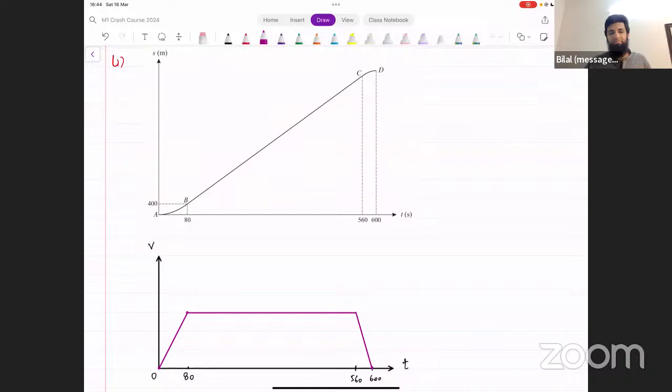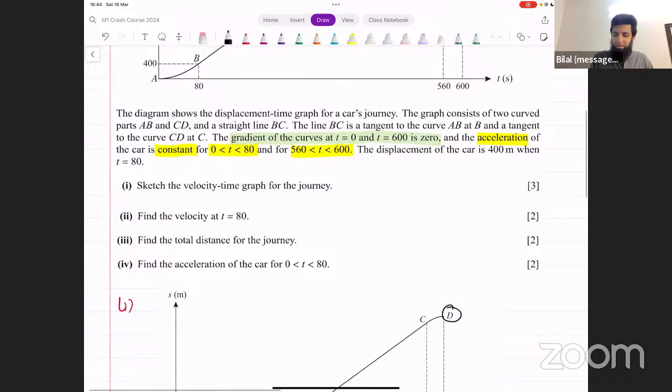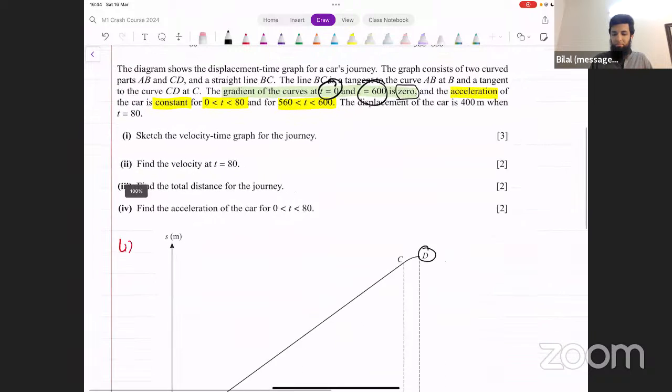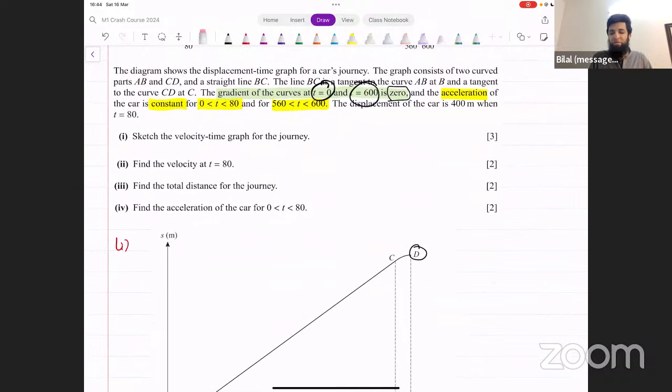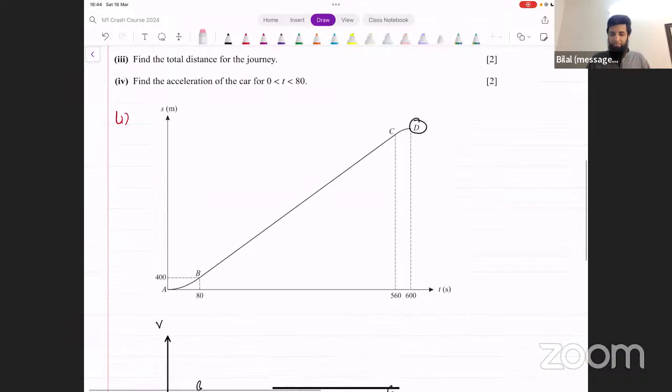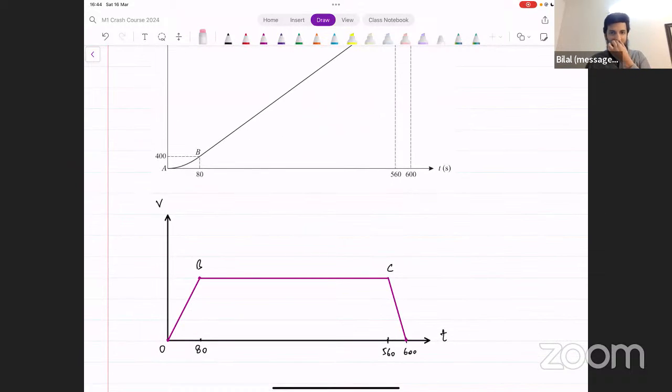Does that make sense? So why is the velocity 0 at the end? The gradient is decreasing, but it tells us in the question that the gradient of the curve at t equals 0 and t equals 600 is 0. Right? So that means if the gradient of the displacement time graph is 0, that means the velocity is 0. Sir, why is the acceleration not 0 from B to C?